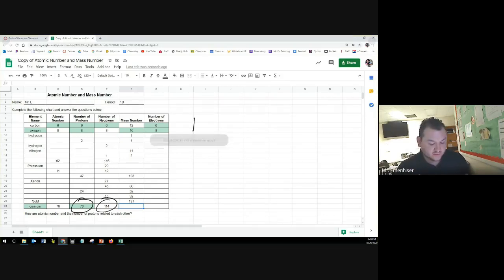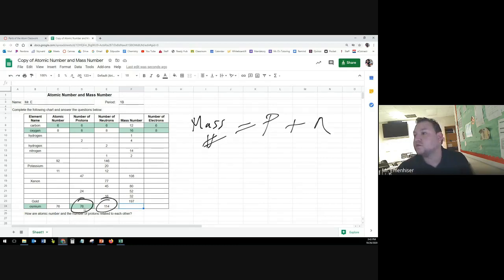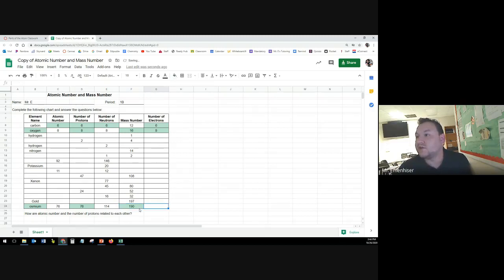So remember, mass number equals protons plus neutrons. Okay, so let's see what we get. 190. There we go. All right, and the number of electrons will be equal to protons. It's going to be 76. Boom, we get all of our greens.